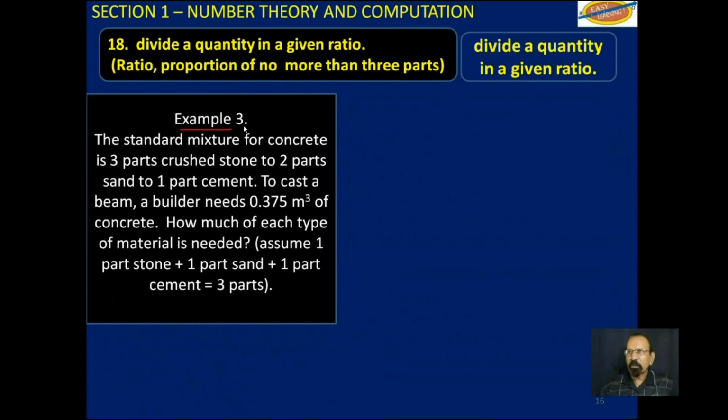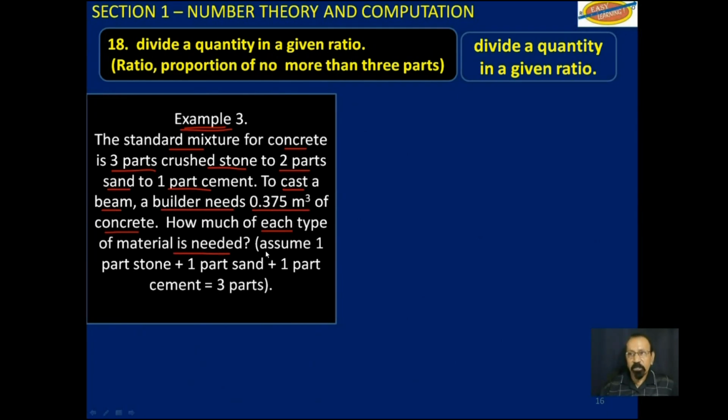Example 3. A standard mixture for concrete is 3 parts crushed stone, 2 parts sand, and 1 part cement. Let's say 1 bucket, 2 buckets, 3 buckets. To cast a beam, a builder needs 0.375 cubic meters of concrete. How much of each type of material is needed?